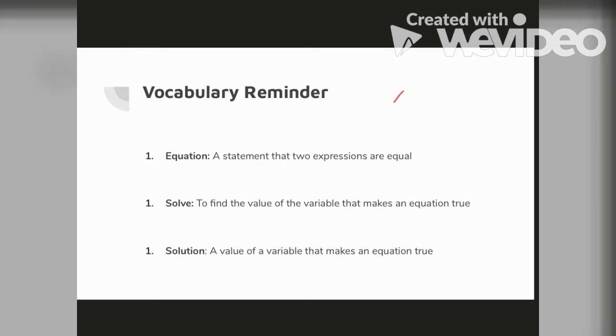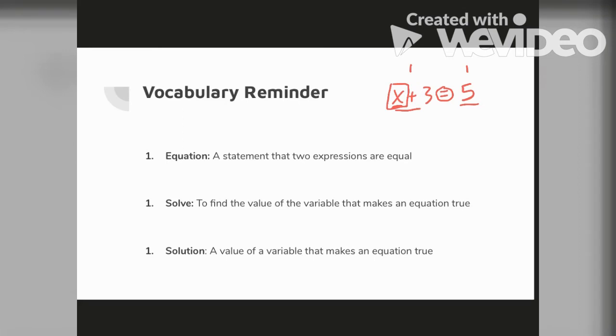An equation is something like x plus 3 equals 5, two different expressions, and the key thing is they need to be equal. So an equation is two equal expressions. Now what does it mean to solve an equation? That means to find values of the variable, in this case x, that make the equation true. And what's the solution? It's the value of a variable that makes the equation true.